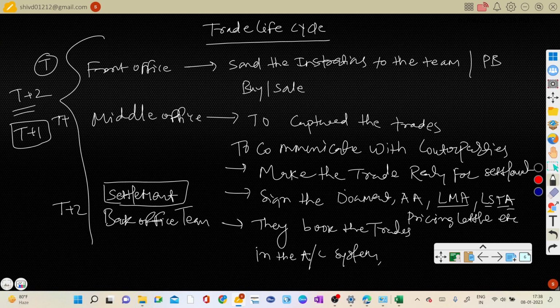Check who the buyer and who the seller is, and contact them. Hi, I'm Shivraj, calling on behalf of this fund, let's say ABCD fund, and I want to confirm: are you able to settle the trades on time or not? If they confirm yes, then ask them to send the payment notice.